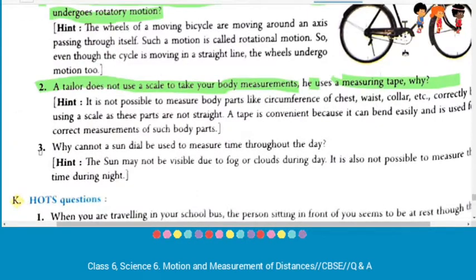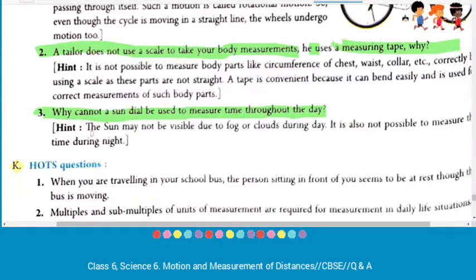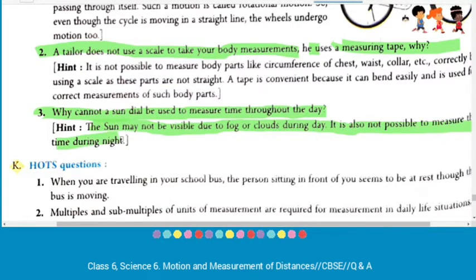Third question, why cannot a sundial be used to measure time throughout the day? Answer, in the hint itself the answer is given. The sun may not be visible due to fog or clouds during the day. It is not possible to measure the time during night.